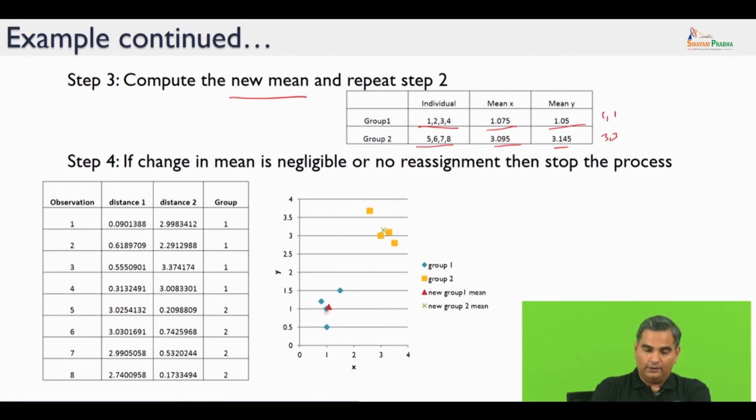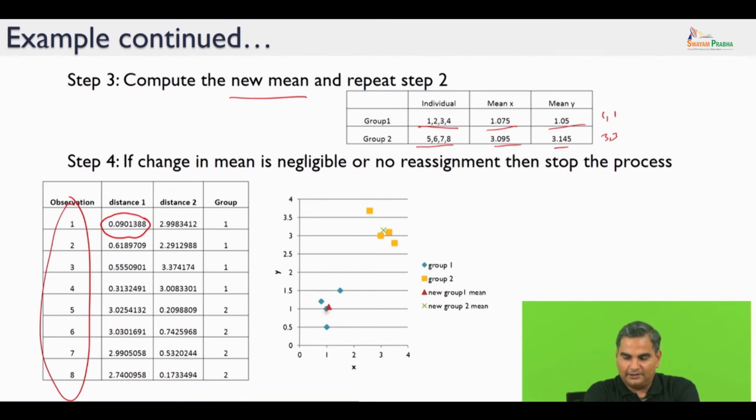Now, you redo the same computation, because I still have the same 8 observations, but now group 1 is represented not by 1 1, but by 1.075 and 1.05, and group 2 is represented by 3.095 and 3.145 and not 3 3. So, for each of these points you can again calculate a distance 1 and distance 2, and notice previously this distance was 0, because the representative point was 1 1. Now that the representative point has become 1.075 and 1.05, this distance is no more 0, but it is still a small number. So, for each of these data points with these new means, you calculate these distances, and again use the same logic to see whether distance 1 is smaller or distance 2 is smaller.